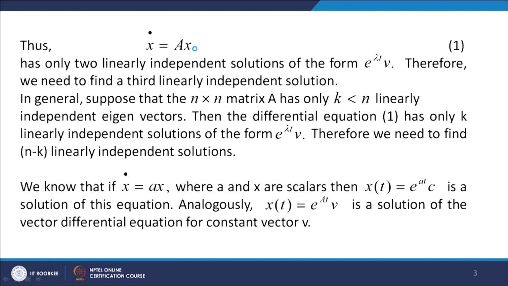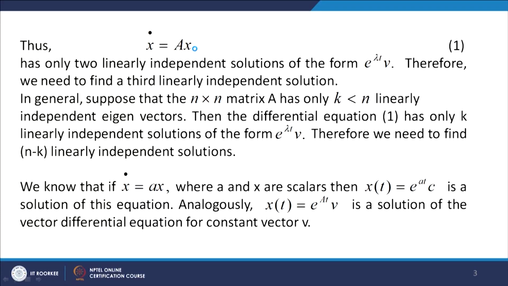Now, we need to find a third linearly independent solution, because in order to write the general solution of the vector differential equation x dot equal to Ax, we need to have n linearly independent solutions of this equation, and here A is a 3 by 3 matrix. So, we need 3 linearly independent solutions.